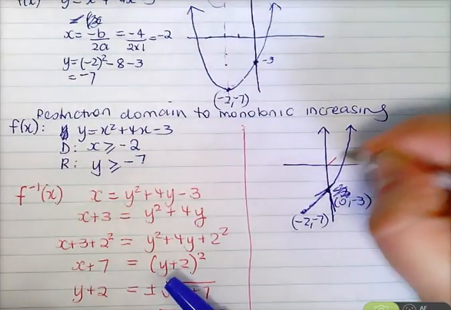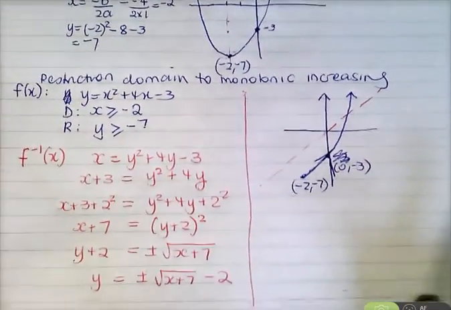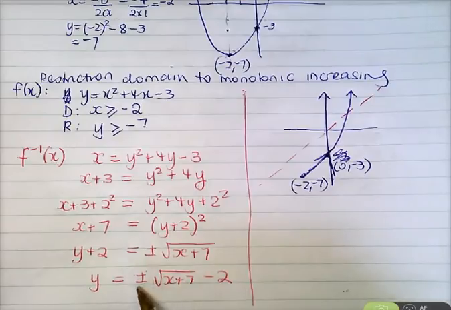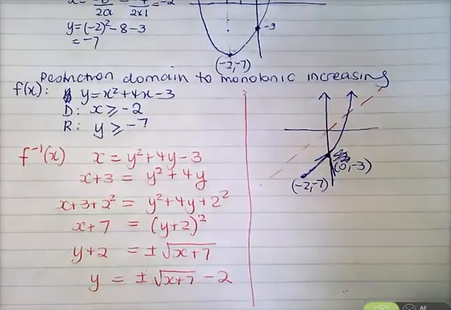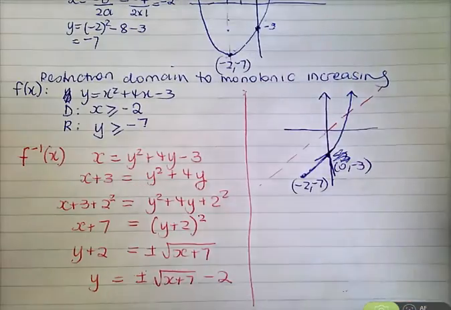Now remember, I haven't drawn this very well, but just by swapping the x and y values here, we'll be able to tell which of these functions here, the positive square root of x plus 7 or the negative square root, which of those will be the one that will be the inverse function of our monotonic increasing function.